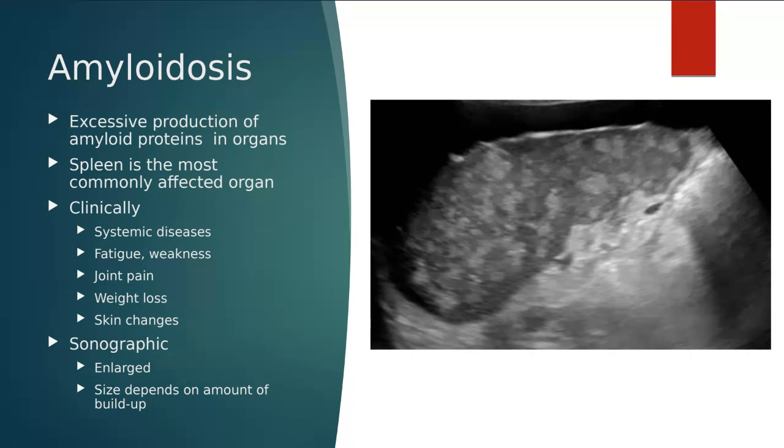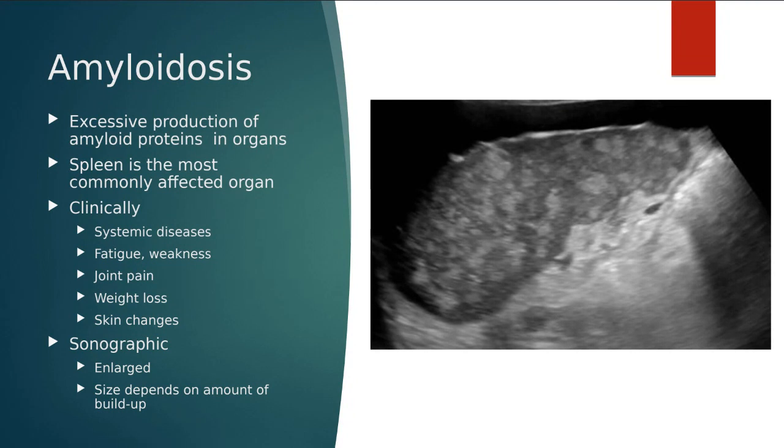So clinically, this is a systemic disease, and we can see this with other systemic diseases. Patient is going to be fatigued, have overall general weakness, joint pain, weight loss, skin changes. On ultrasound, we're going to see a potentially enlarged spleen. But anytime we have a chronic physiologic process, over a period of time, the spleen can become atrophied and a little bit irregular. And then the size of the spleen itself is really going to depend on the amount of this protein buildup. So if we have a ton of protein buildup, well, of course, that's going to make the spleen larger and larger, right?